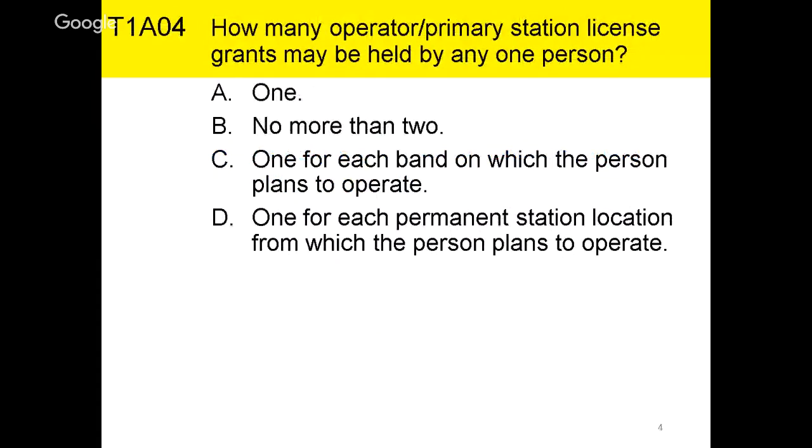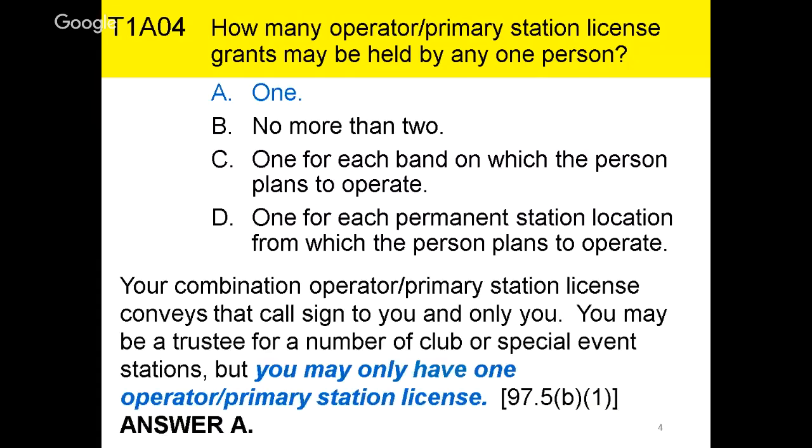So how many operator or primary station license grants may be held by any one person? You cannot get 2 licenses. You can only have 1, okay? And each person has to have a license. It doesn't cover your family. It doesn't cover anyone else except you. So everyone has to have a license in order to legally operate in the amateur bands.